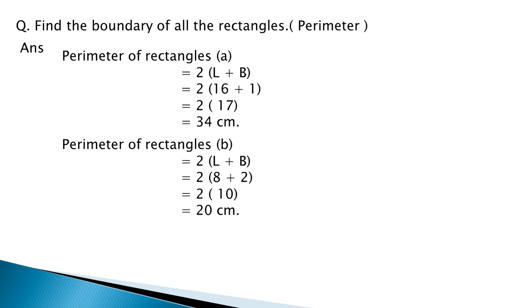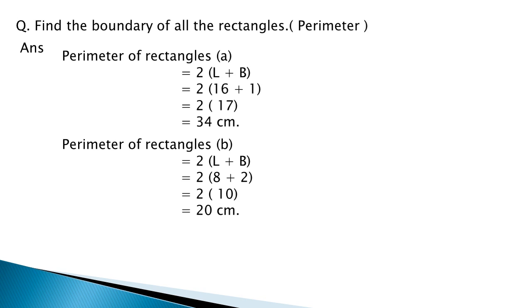Now children, let us find out the boundary of all the rectangles, that is perimeter. We found the area of all the rectangles. Let us find the perimeter of the rectangles. Now the perimeter of rectangle A, the formula you know, is 2 into (length plus breadth). Then next step is 2 into (16 plus 1), length is 16, breadth is 1, 16 plus 1 is 17, so 2 into 17, 34 centimeter. Again, area is measured in square centimeter or square meter, while perimeter is measured only in meter or centimeter. Okay, so the perimeter of rectangle A is 34 centimeter.